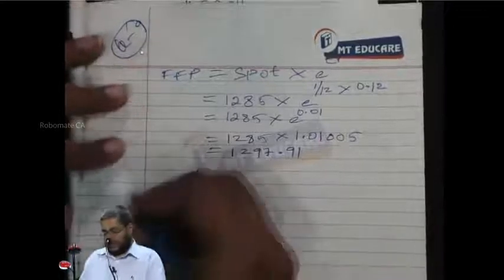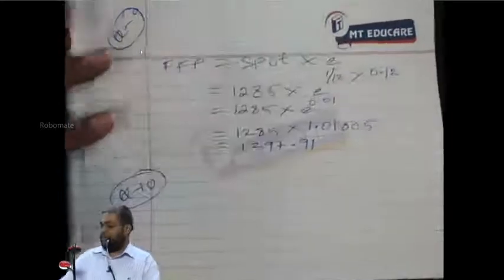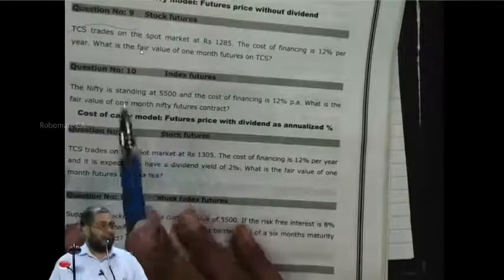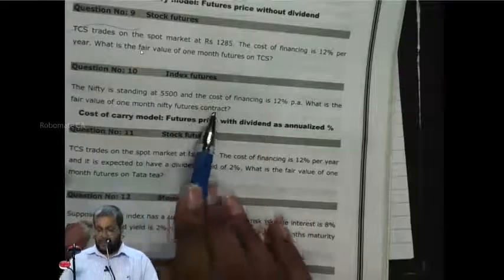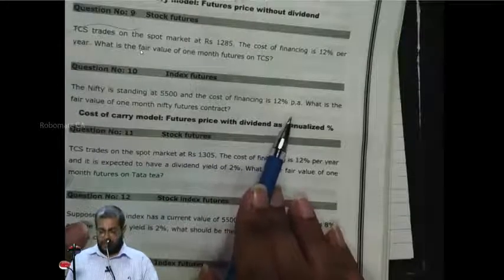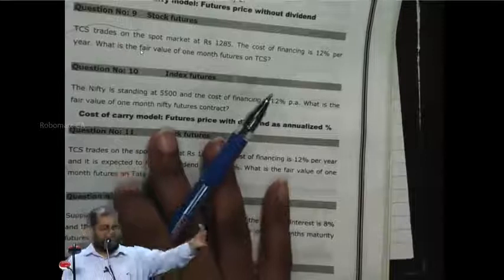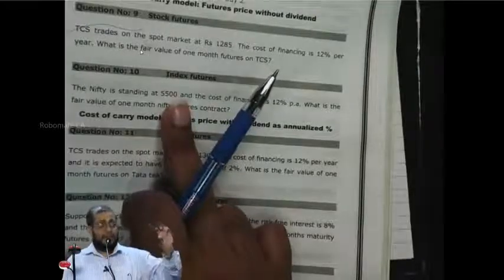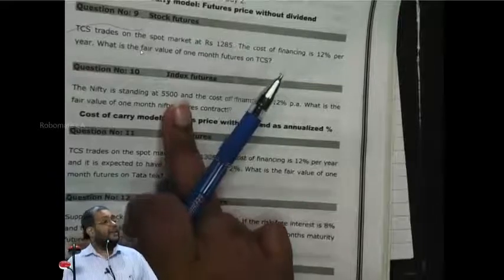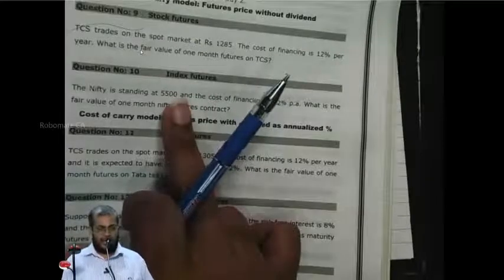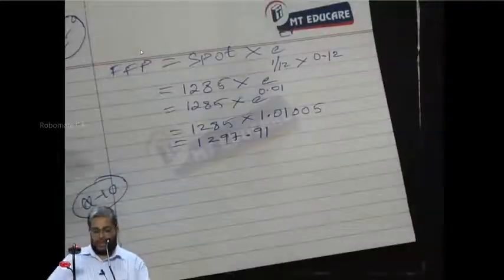Now, next is question number 10. The Nifty is standing at 5,500 and the cost of financing is 12% per annum. What is the fair value of 1 month Nifty futures contract? Today, NSE index is 5,500. It is a spot index. Can I buy the spot index? But can I buy and sell futures index? Yes. Now you want to know what should be the futures index. It derives value only from the spot index. It is 1 month future here. Same question. Can I proceed?